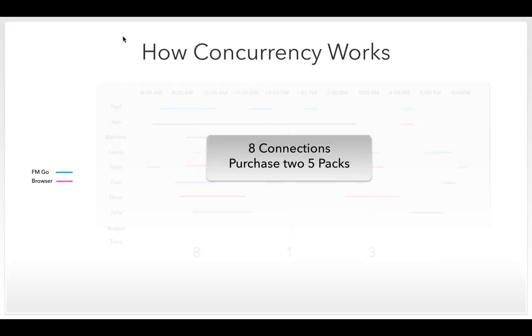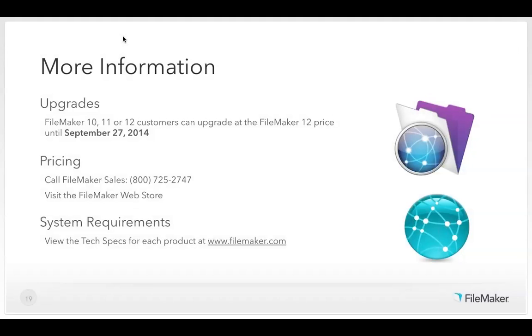You use it when there's an open session. When someone drops off that session, or when that session times out, you can set the timeout, then that's available for reuse with somebody else. Hopefully that makes sense. However, if you want more information on this, I recommend going to the FileMaker web store. There's a whole video on concurrent connections and how they work, which you can watch.